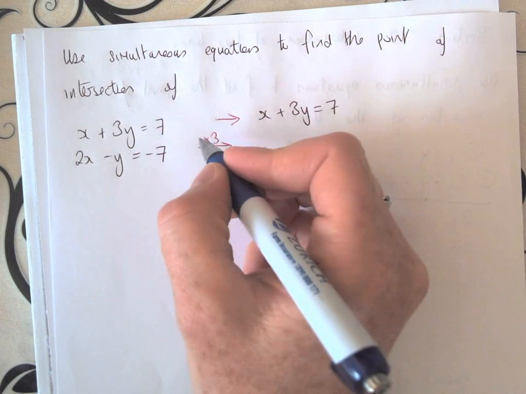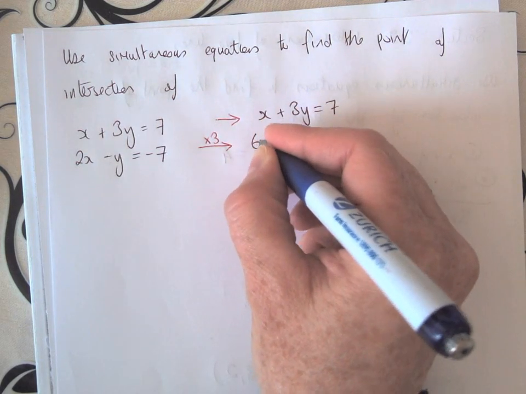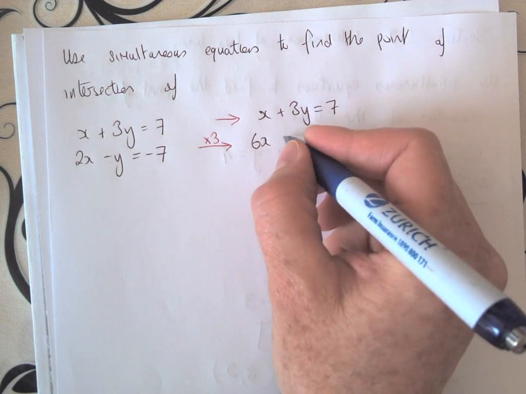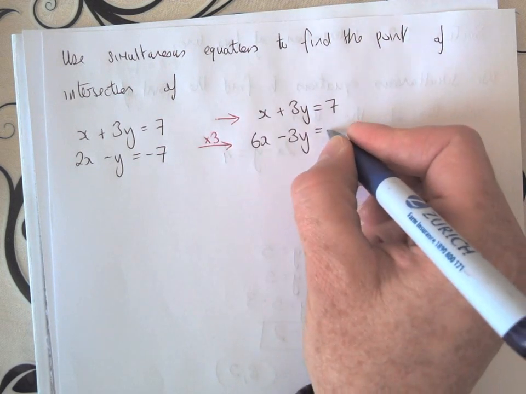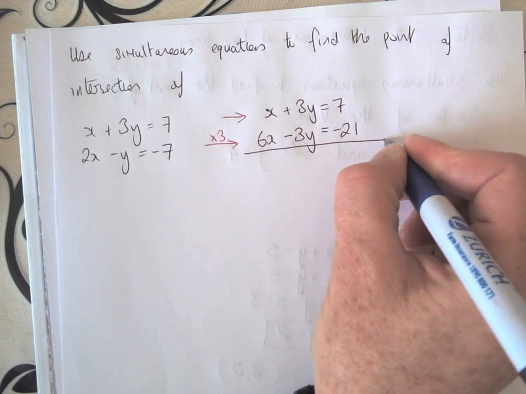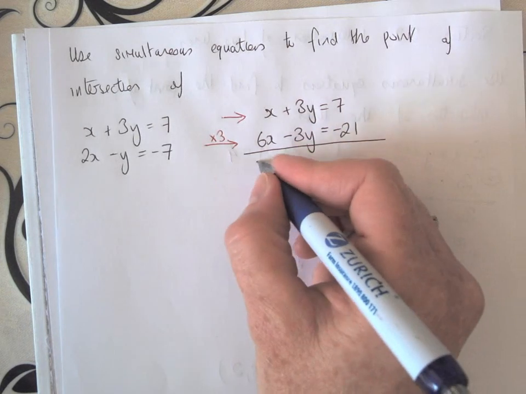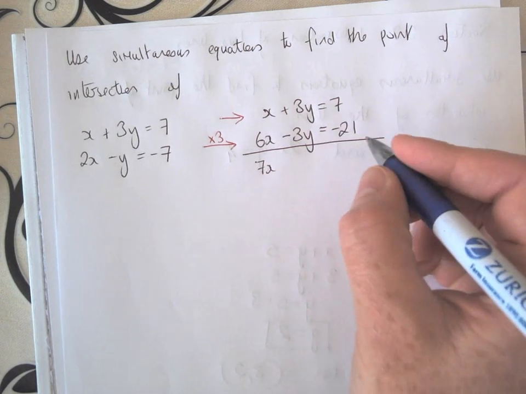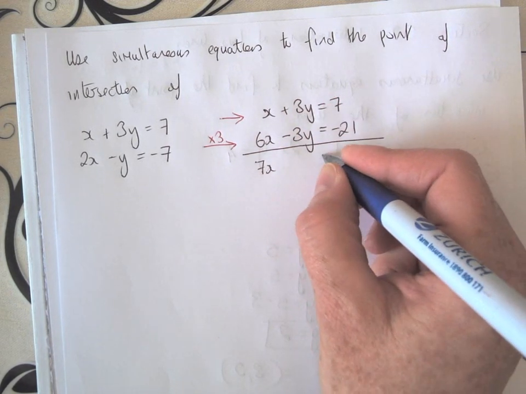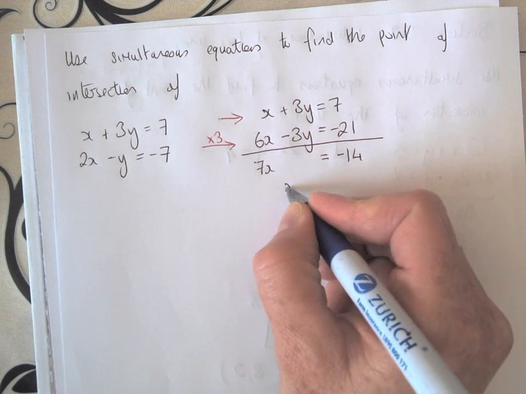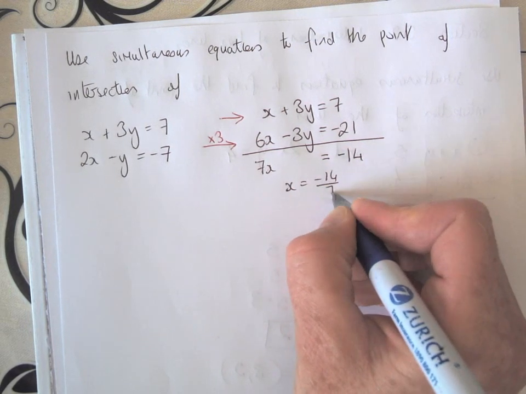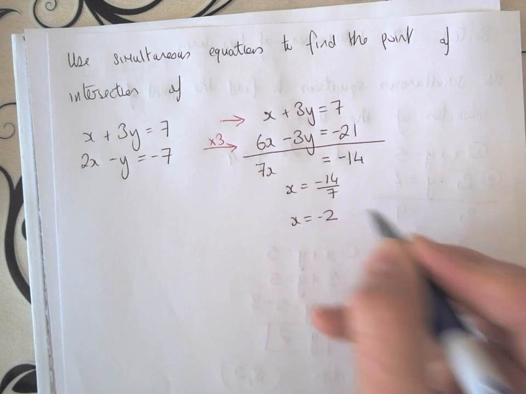So 2x gets multiplied by 3, so that becomes 6x. Minus y gets multiplied by 3, so that becomes minus 3y. And minus 7 gets multiplied by 3, so that becomes minus 21. Okay, so then x and 6x is 7x. Plus y minus y, plus 3y minus 3y is gone. And 7 minus 21 is minus 14. And then to get x on its own, it's minus 14 over 7. So x is equal to minus 2.